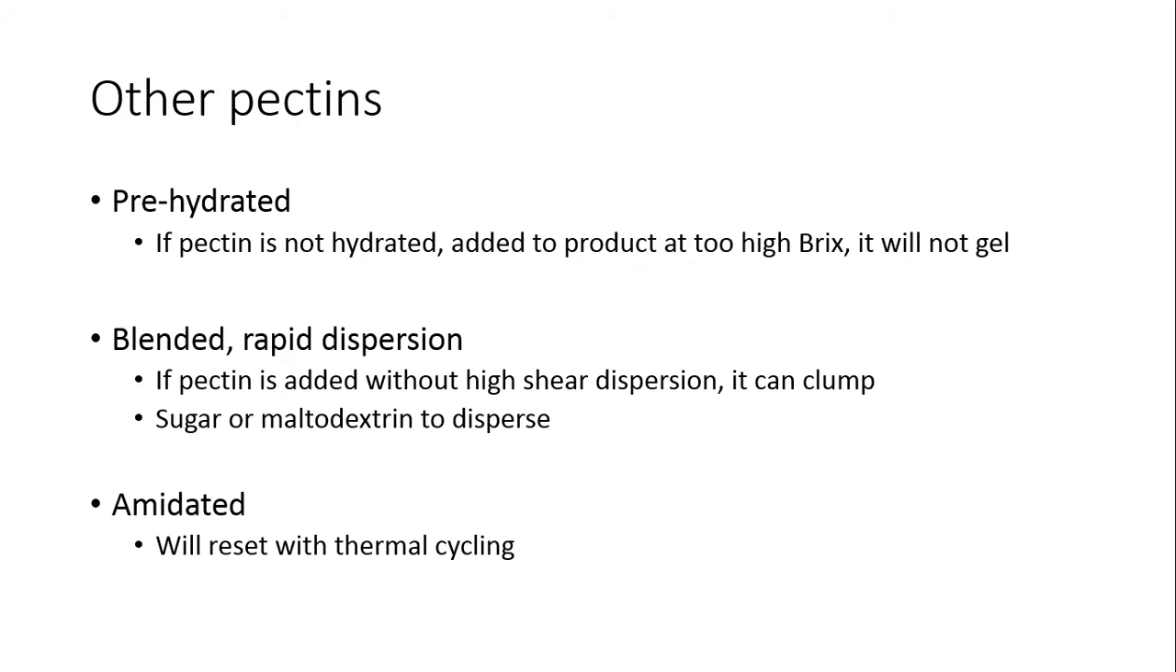Blended or rapid dispersion pectins, again, this is where, unless you've got some sort of really high shear dispersion, some sort of blender that's going to mix in that pectin really quickly, it's going to just clump into lumps and it's not going to form a strong gel. And so they're using sugars or maltodextrins to help disperse this, so when it's blended into your product, it mixes uniformly and does not clump.